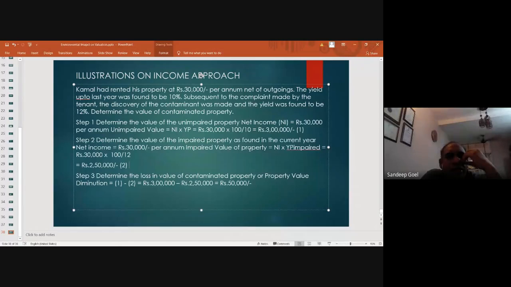Simple. How will you determine the value of the contaminated property? From the income approach, 30,000 is your income and the yield is 10%. Now it is up to 12% yield. What is YP? Years purchase, 1 by R. R is 10, so 100 by 10: 30,000 multiplied by 100 divided by 10. How much does it become? This will be your capitalized value, 3 lakh. Now step 2, take the yield of 12%, and the difference of these two will be your answer. Very simple question. Please read this question and do it. The loss in value of the contaminated property will be the answer.